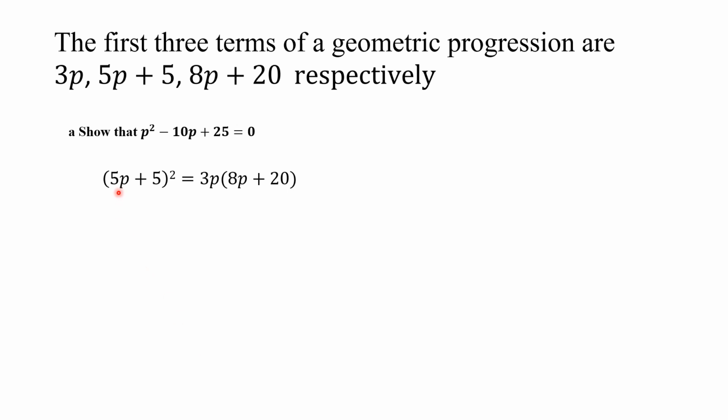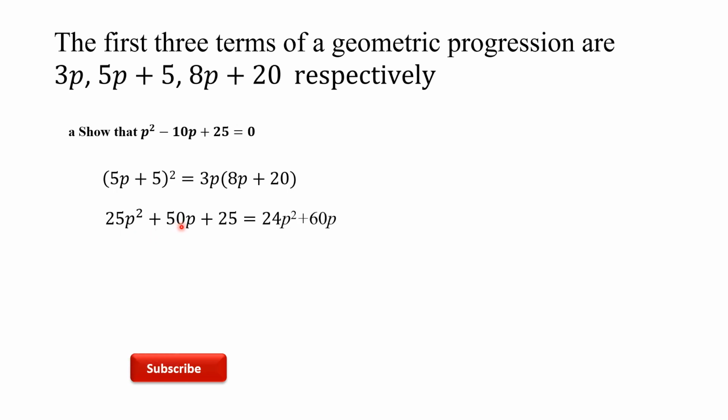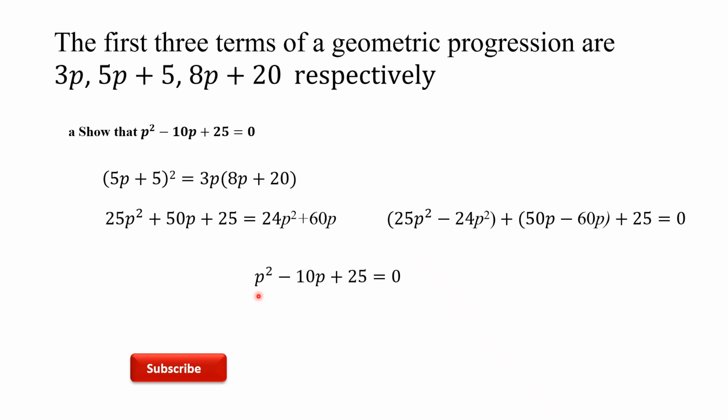So if you expand this, you will get 25p squared plus 50p plus 25 is equal to 8 times 3, which is 24p squared plus 60p. Then afterwards you collect like terms, so it is 25p squared minus 24p squared plus 50p minus 60p plus 25 is equal to 0. If you solve that, you're going to find that your answer will be p squared minus 10p plus 25 is equal to 0. It's shown. As simple as that.